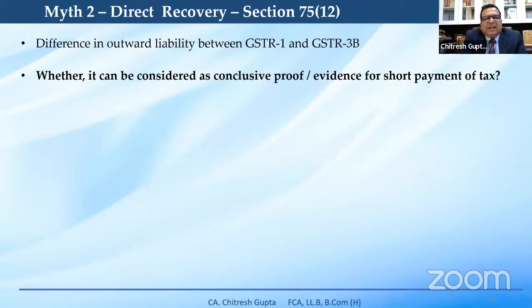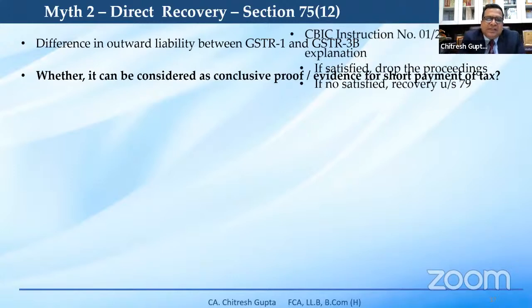So whether it can be considered as conclusive proof or evidence for short payment of tax, meaning thereby if more outward liability has been shown in GSTR 1 and less outward liability has been shown in GSTR 3B, whether this difference can be considered as conclusive proof and the department can say that there is short payment of tax, that is the question. So sir, in my view, no. For alleging short payment of tax, the department first has to issue the show cause notice, and merely based on these kinds of differences, the department cannot allege that there is a short payment of tax, because there can be many reasons for such differences.